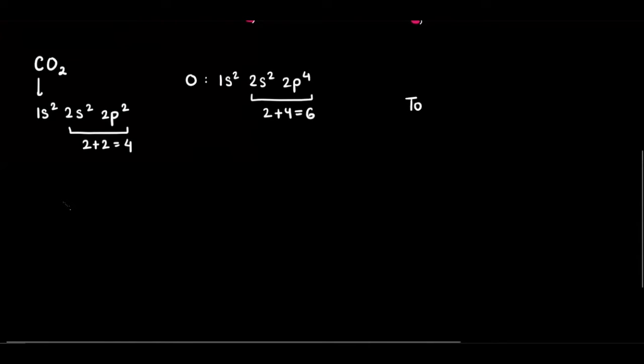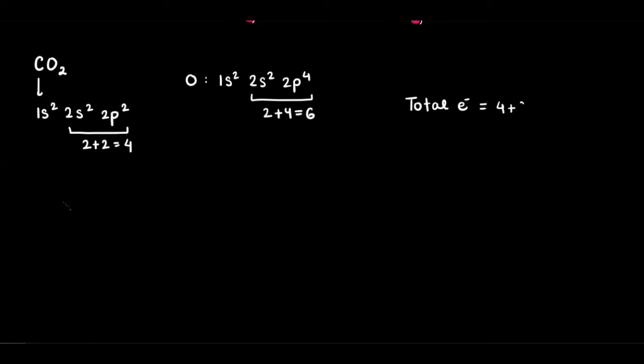So the total number of valence electrons in carbon dioxide would be 4 plus 6. But we have 2 oxygens, so therefore we multiply the 6 by 2. So this is 4 plus 12, which is 16 electrons.